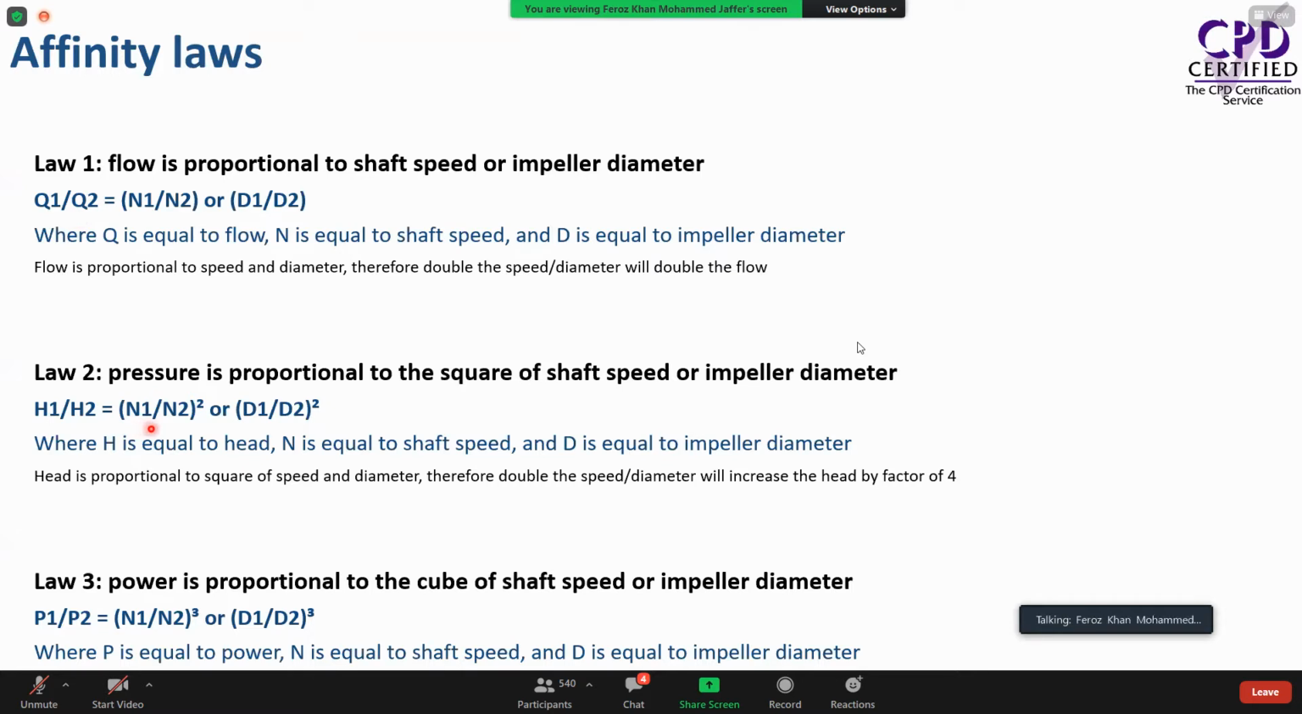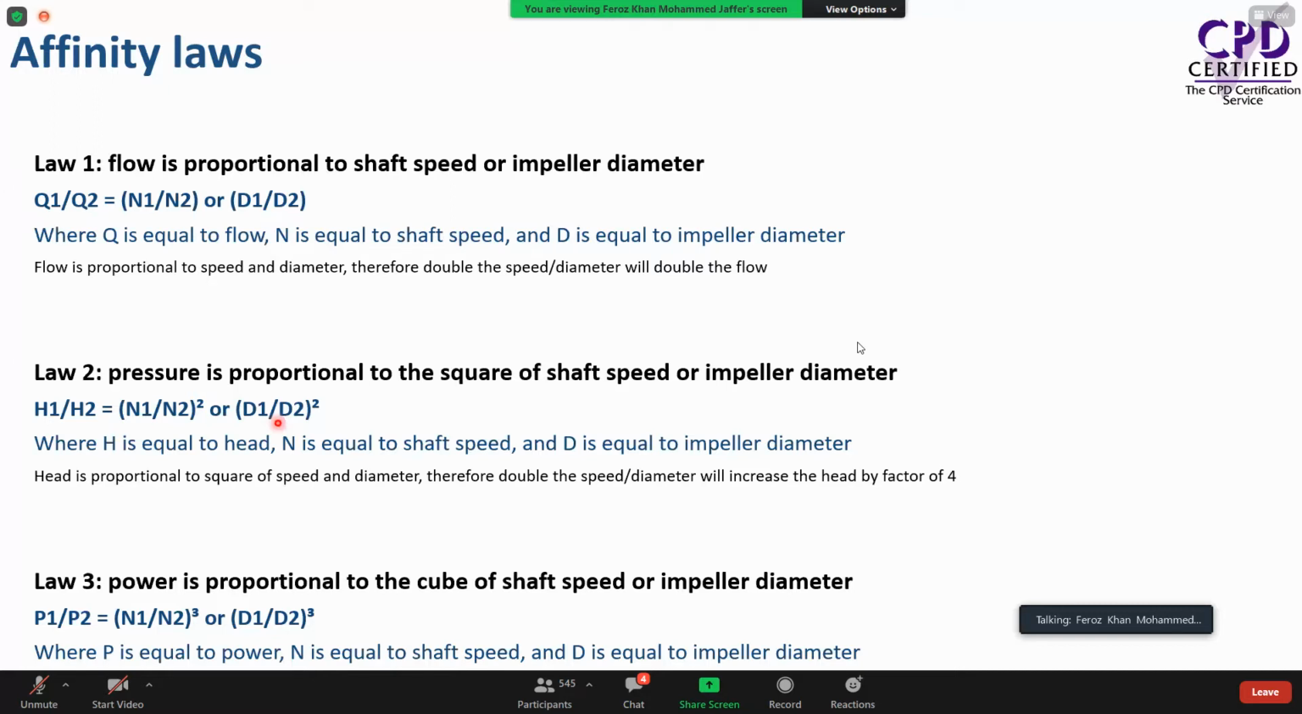Coming to the relation between head and speed, the head of the pump is proportional to the square of the speed. So we have this formula: H1 by H2 equals (N1 by N2) or (D1 by D2) to the power of 2. Here also, if we know the duty point before trimming or before changing the speed, then we can calculate what the head will be when we change the speed or diameter of the impeller. These are very straightforward formulas.